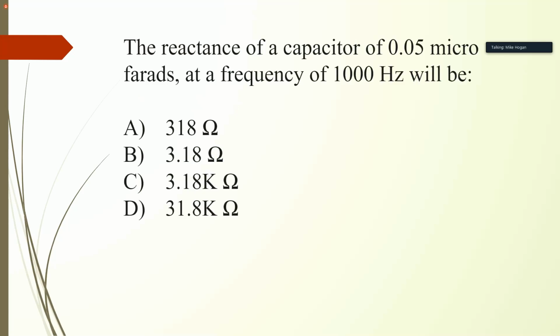The reactance of a capacitor is 0.05 microfarads at a frequency of 1,000 hertz will be. All right, so what they're asking for is our capacitive reactance. And remember, the formula for that was X sub C is equal to 1 over 2 pi FC. The reactance of the capacitor is 0.05 microfarads at a frequency of 1,000 hertz will be.